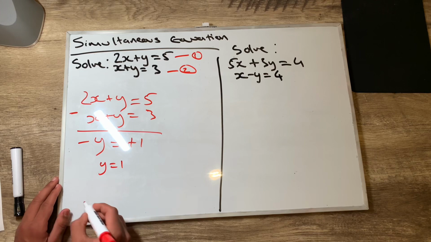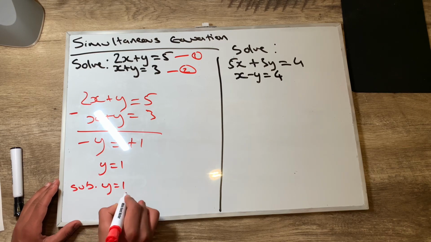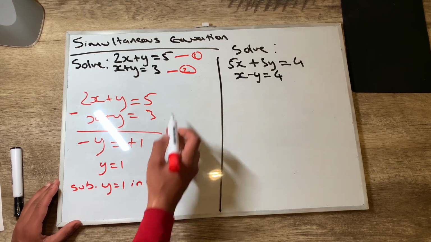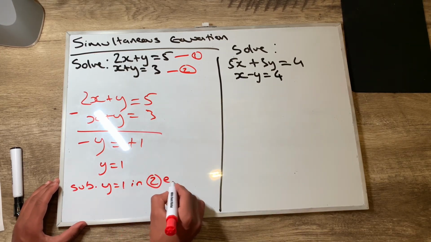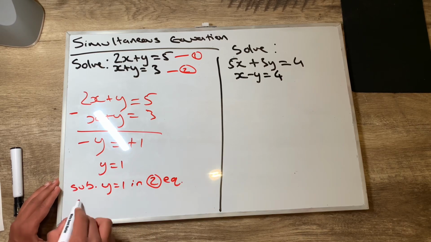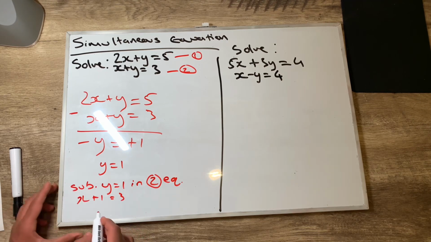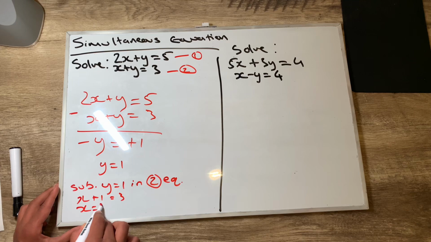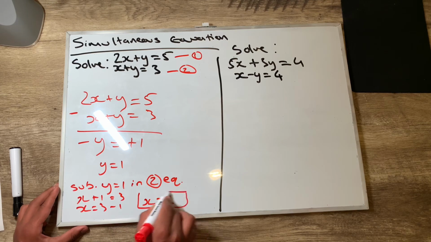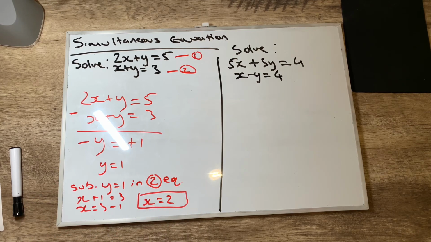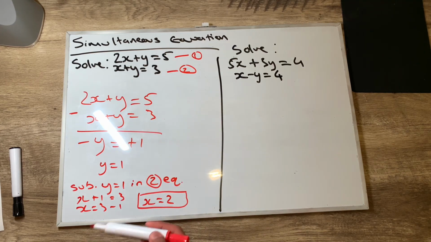After you get y equals 1, you have to substitute y equals 1 in the second equation, linking back to the labeling that we did. So you do x plus 1 equals 3, and from here it's common sense: 3 minus 1 equals 2. So x equals 3 minus 1, and x equals 2. The x will be the same for both of these equations, so x is going to be equal to 2 for both of them.